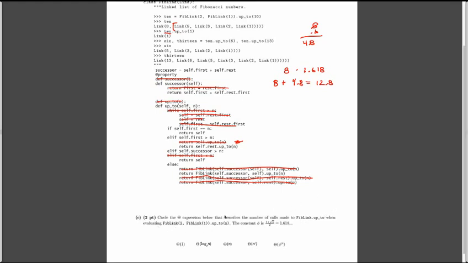Okay, so quick reminder on what fiblink.up2 is doing. It's generating a link of Fibonacci numbers that are less than or equal to n. So given some input n, say 3, I'm first checking whether or not my self.first is equal to n. In this case, it isn't, right?